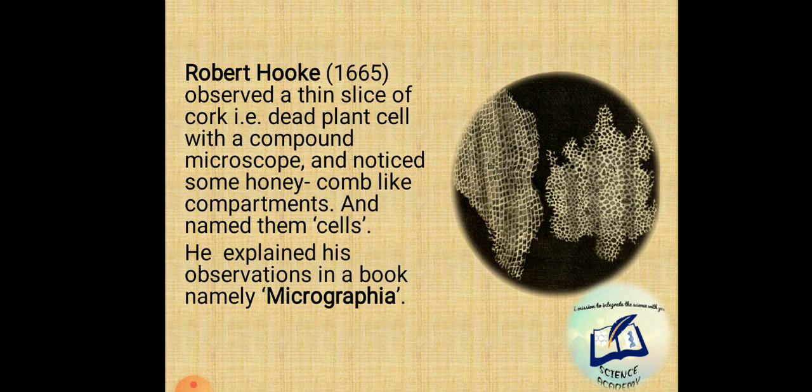Robert Hooke, an English botanist, in the year of 1665, observed some thin sections of cork under a compound microscope and noticed honeycomb-like compartments. He coined them cells. The word cell is derived from a Latin word cellula, which means a hollow space. Robert Hooke explained all his observations in a book named Micrographia.